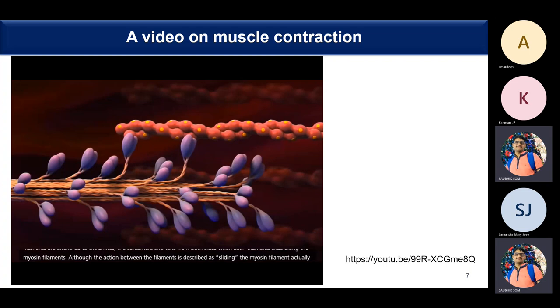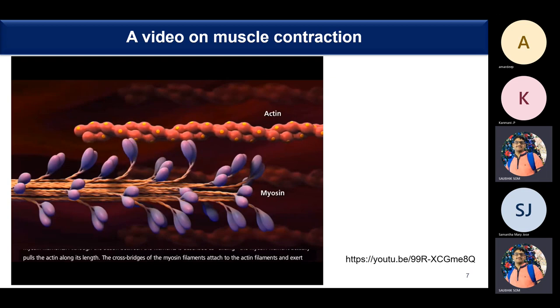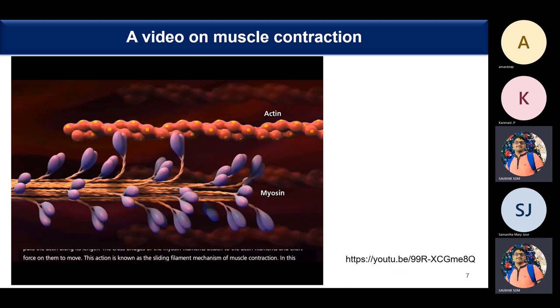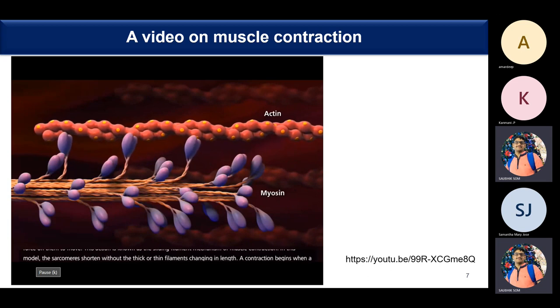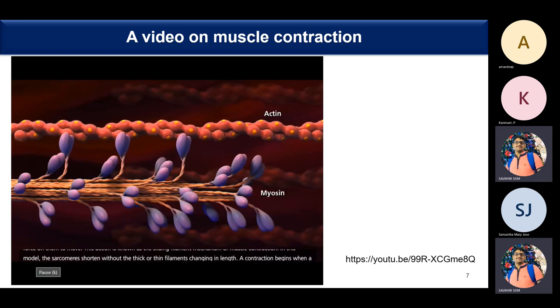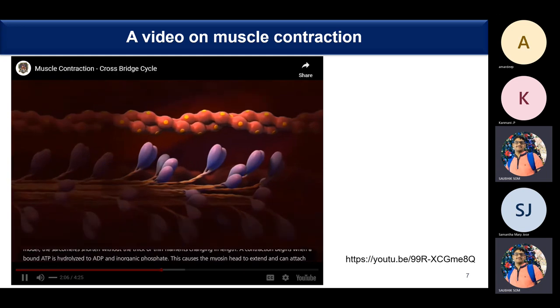Although the action between the filaments is described as sliding, the myosin filament actually pulls the actin along its length. The cross bridges of the myosin filaments attach to the actin filaments and exert force on them to move. This action is known as the sliding filament mechanism of muscle contraction. In this model, the sarcomeres shorten without the thick or thin filaments changing in length.